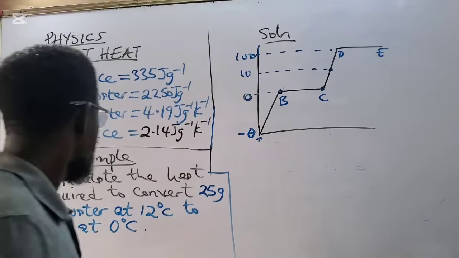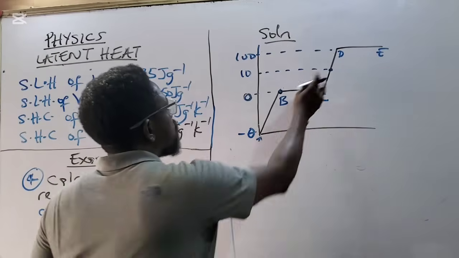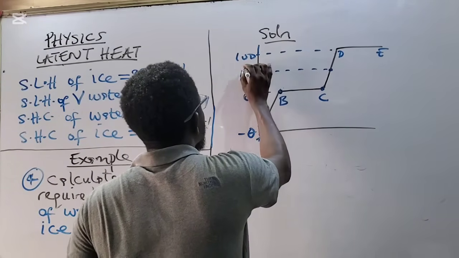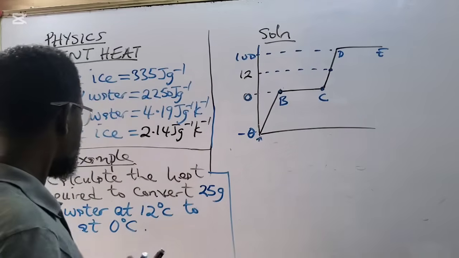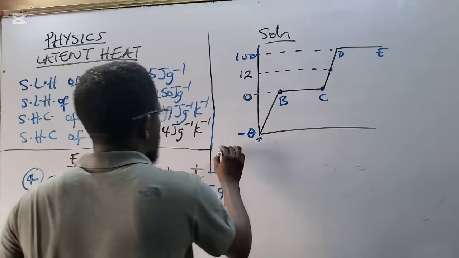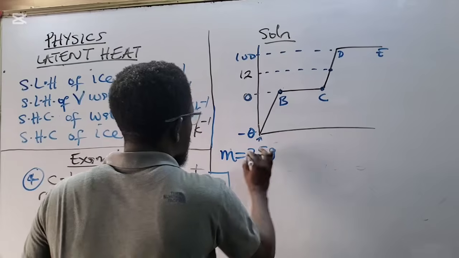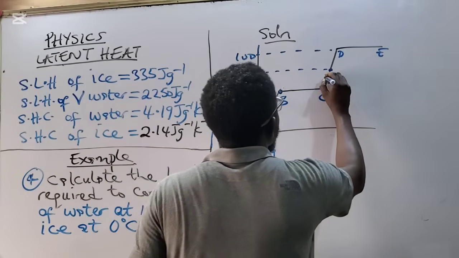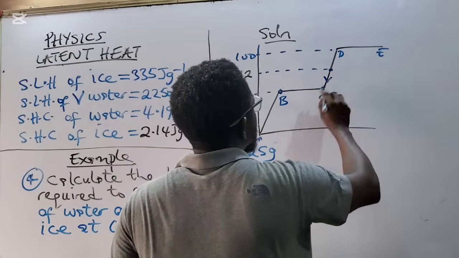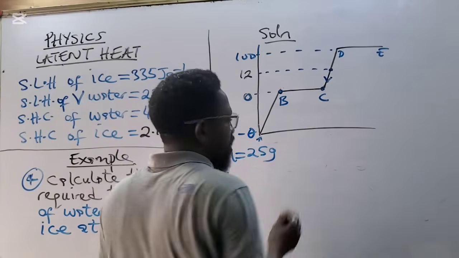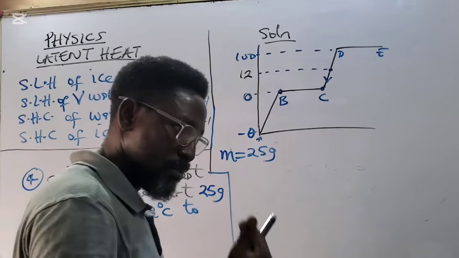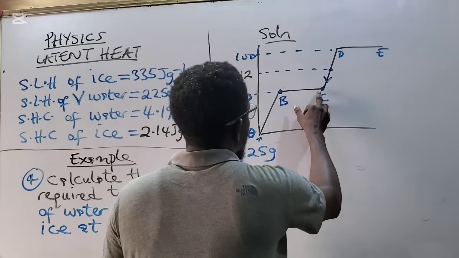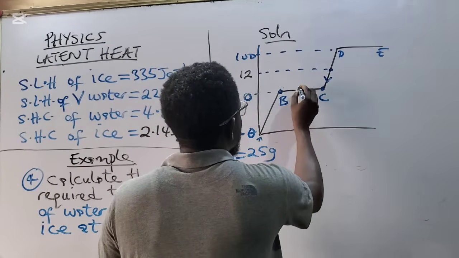By this time, the water is at 12 degrees C, so let's use this point here. Let's call this point 12 degrees C. The mass is 25 grams. So ice at 0. This time I'm moving from up here. First, we'll convert the water from 12 degrees C to 0 degrees C. Thereafter, we'll convert the water from 0 degrees C to ice at 0.